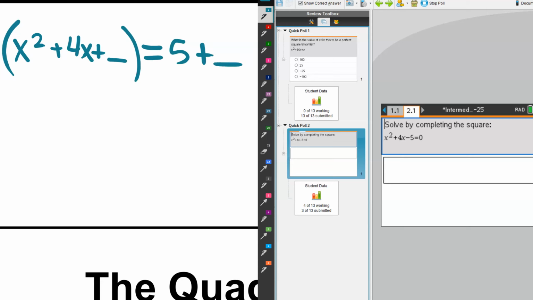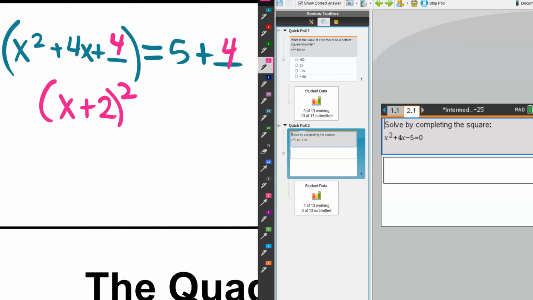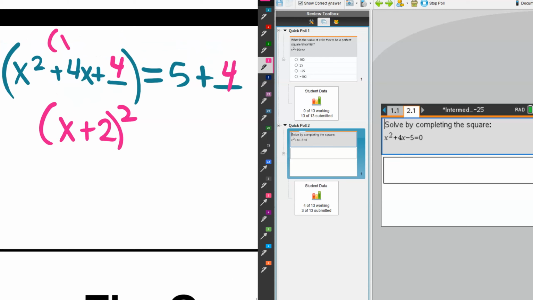So what number is half of 4? 2. Okay. And then square that number. 4. So I must add 4 on both sides. Now that I've done that, I can write the left side as x plus 2 squared, because it's a perfect square trinomial. The two factors would be x plus 2 times x plus 2. Awesome. So the right side is equal to 9.